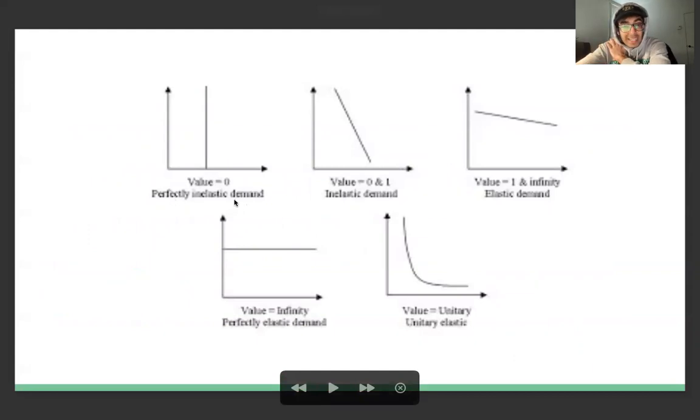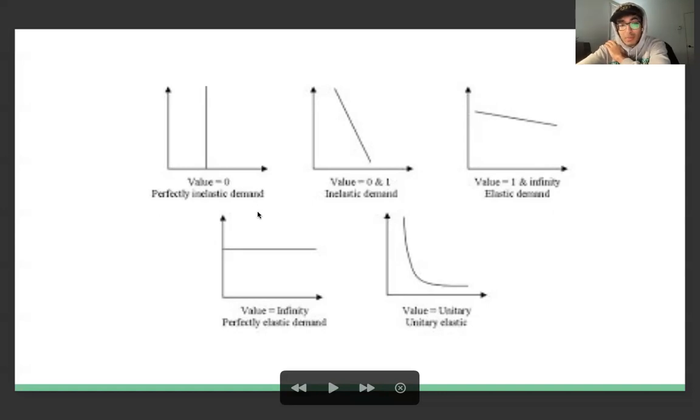The first one is perfectly inelastic demand, which is basically saying that for any given change in price, our demand doesn't change at all. So the denominator could be as big as it can, and then the numerator would always be zero because there's no change in demand. So that's perfectly inelastic demand.